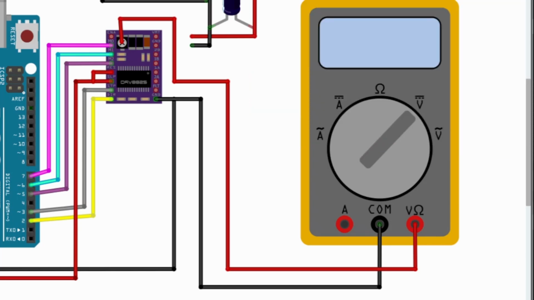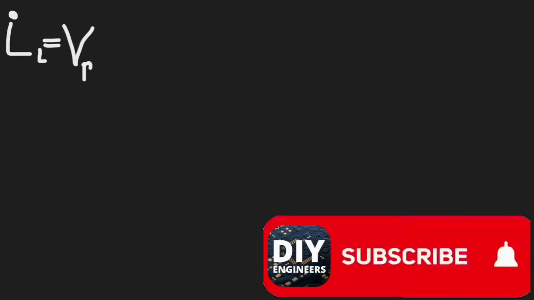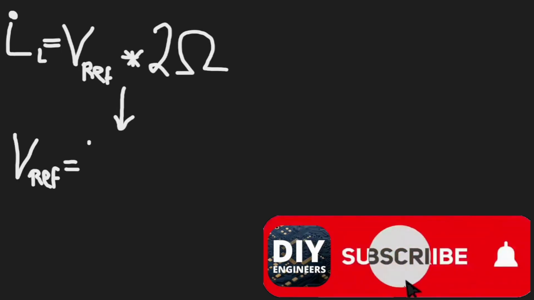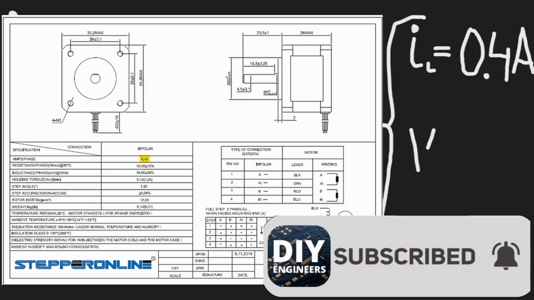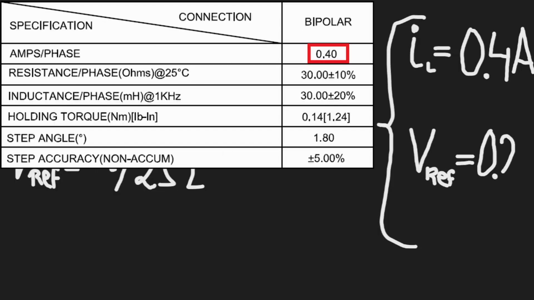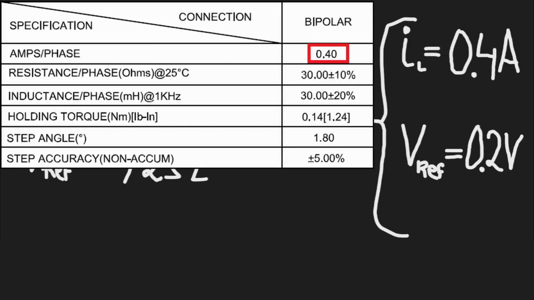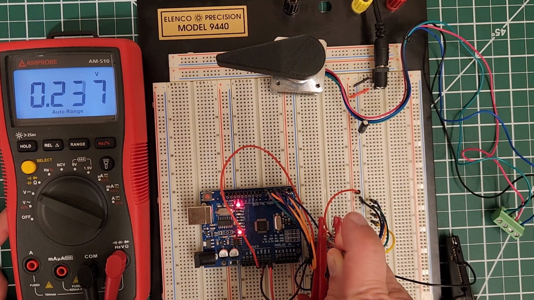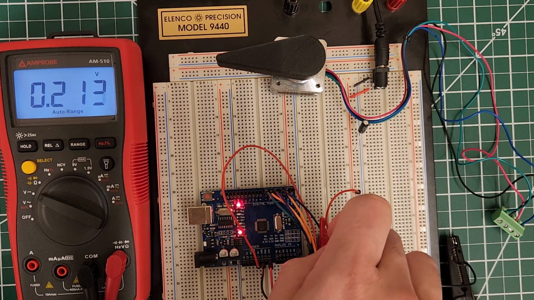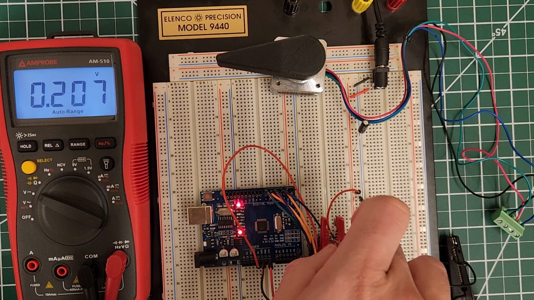and then measure the reference voltage. Now, you want to set this reference voltage, or VREF, to the motor's current limit divided by 2 ohms. And this current limit is the motor's rated per phase current. So in my case, it's 0.4 amps. So I divide by 2 ohms and I get 0.2 volts or 200 millivolts. So I'm going to rotate my potentiometer until I hit around 200 millivolts. Once done, you can reattach your motor.